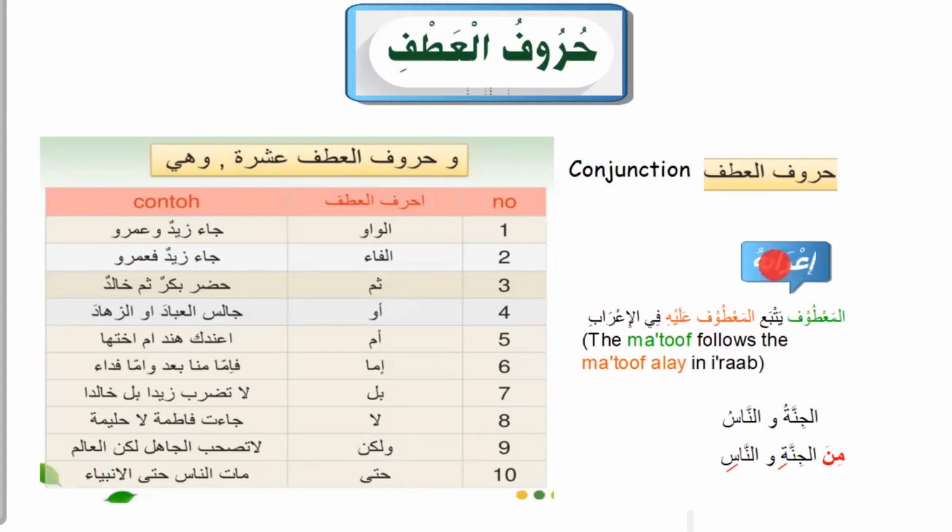So let's look at the i'rab of huruf al-atf. These are the 10 huruf al-atf that we have. There is one thing we need to know again: we have something called ma'tuf and ma'tuf alay, the one in green here and the one in orange here. You come across these two things when you are dealing with huruf al-atf.